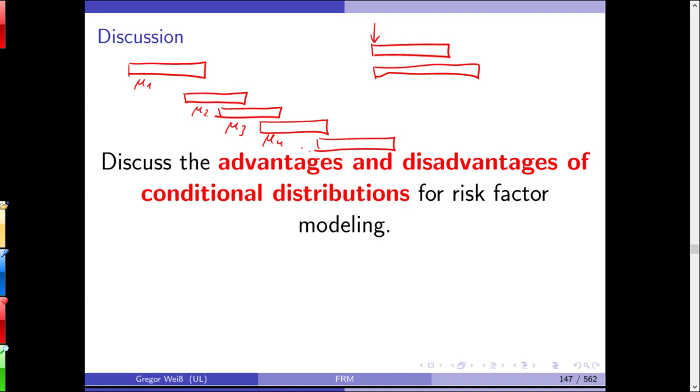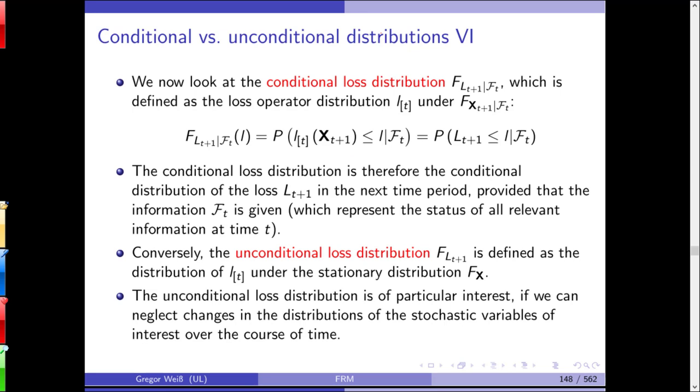Otherwise, in case you have a dynamic and time-varying time series, just like with stock prices, interest rates, etc., you should always use a conditional model. Because if the data is time-varying, the model should be as well. Okay. Now, this is the conditional loss distribution. It looks like this: the probability that the loss is smaller or equal than L under the given, available information. And then you can try to estimate the conditional loss distribution.